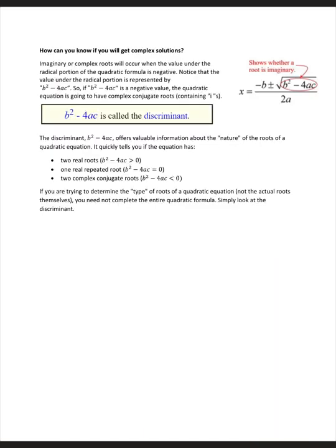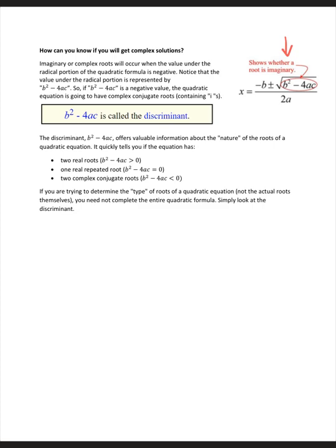So the last thing I want to talk about today in our notes is how you can tell if you're going to get complex solutions. Just based off the couple of problems that we did today, you should have a pretty good understanding, just by looking at the start of a problem, whether or not you're going to have any complex solutions. And it all comes down to what number you get inside the radical, as I noted here. Imaginary or complex roots will occur when the value under the radical portion of the quadratic formula is negative.